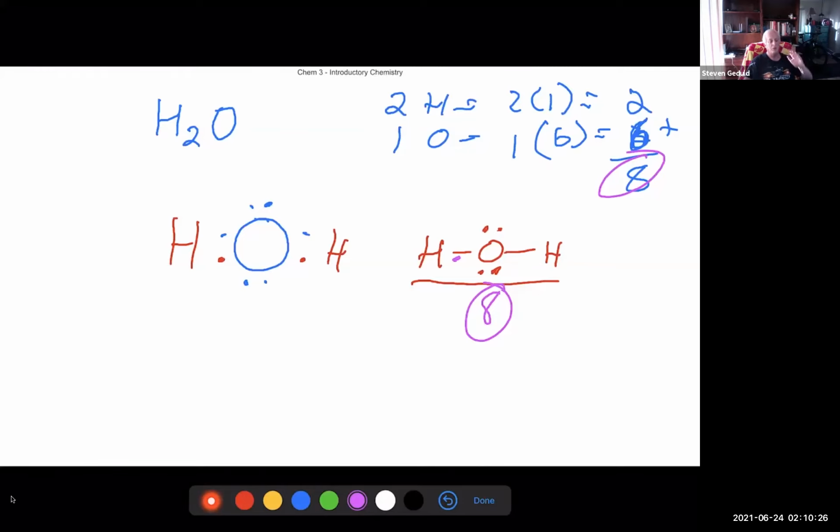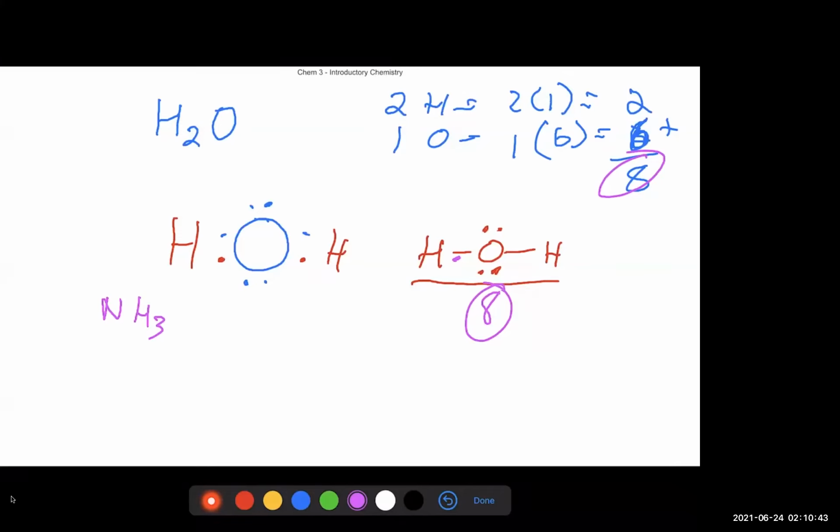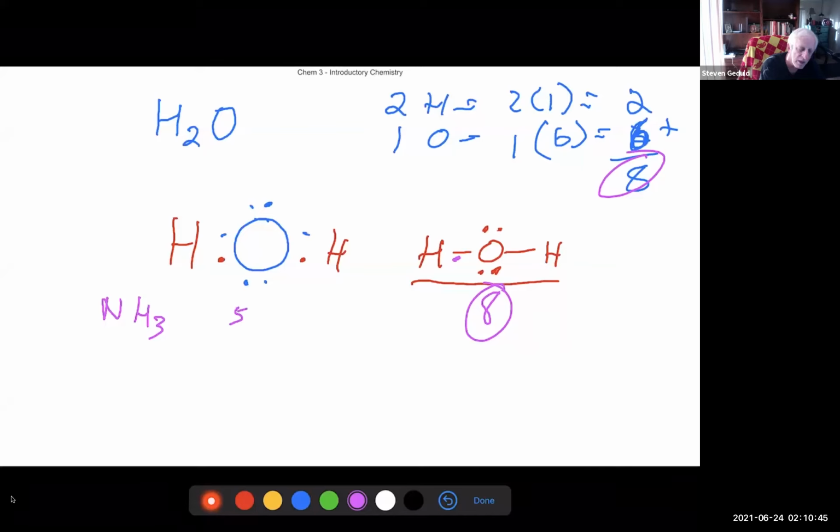Let's do ammonia. Ammonia is NH3. How many valence electrons does nitrogen have? Look at what column it's in. 5. And hydrogen has 1, and there are 3 of those. So we have to have 8 valence electrons again.